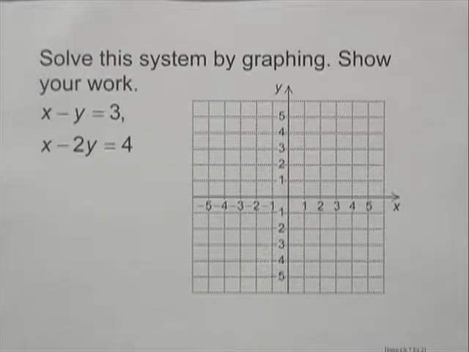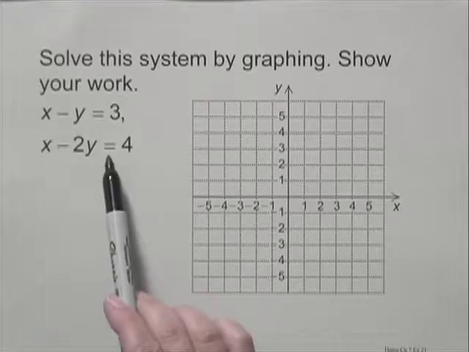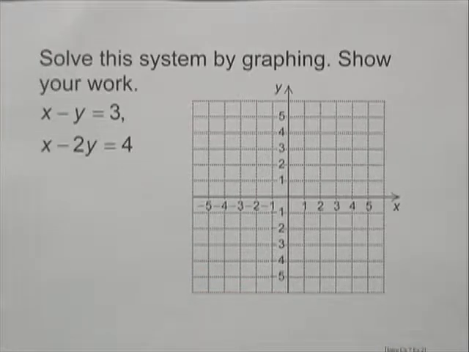Solve this system by graphing. Show your work. The system of equations is x minus y equals 3 and x minus 2y equals 4. We're going to graph both of these equations separately and look for the coordinates of a point of intersection.